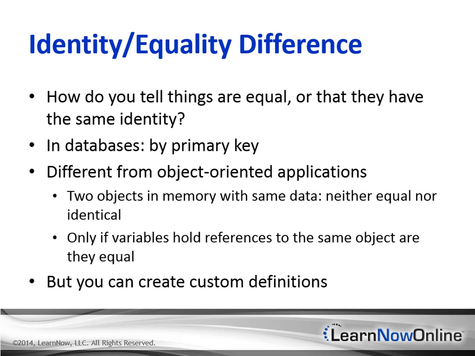So what all this means is that even something as fundamental as equality and identity is handled quite differently in a relational database and object-oriented programming, which means that you have to have code in your application that overcomes these differences.